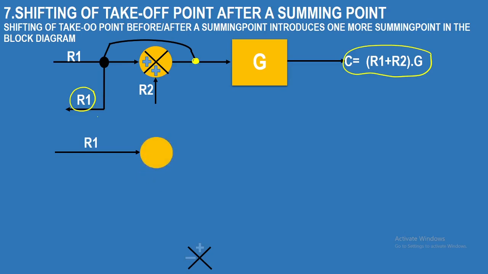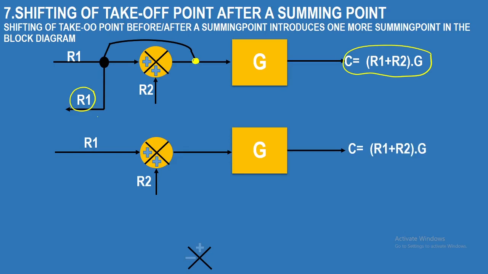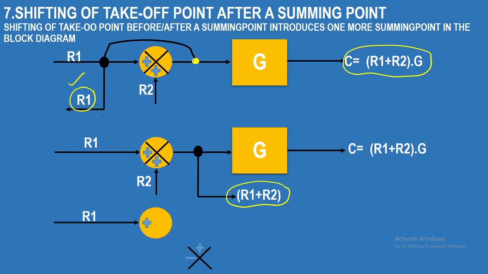Let us see what will happen whenever you shift this takeoff point after the summing point. Now I have shifted the takeoff point here, but the output I am getting is R1 plus R2. So the output of this takeoff point has changed here. I don't want to change it, I have to keep the output of the takeoff point as R1 only, it should remain the same.